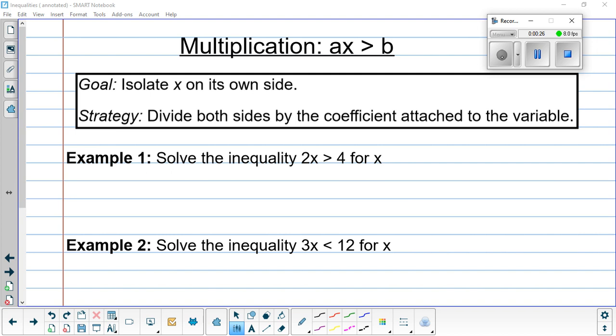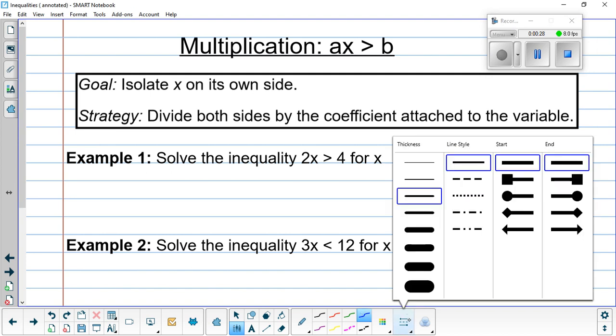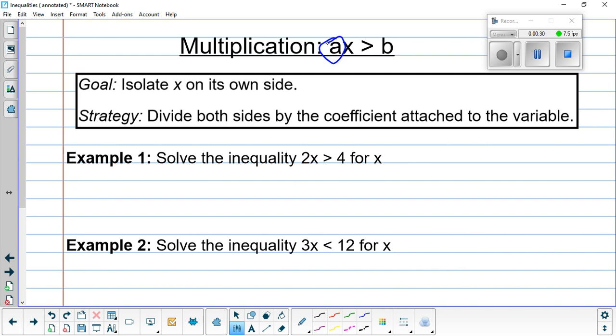Keep in mind our coefficient, if we look at the very top to our title, is this value next to our variable. Okay, so looking in on this, let's write this. We have 2x is greater than 4, and we want to solve for x.